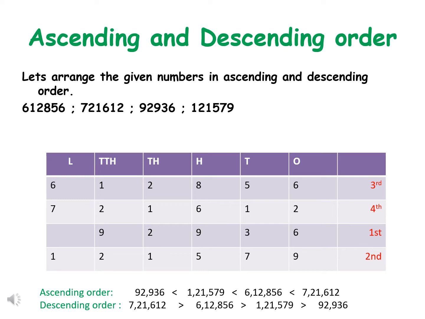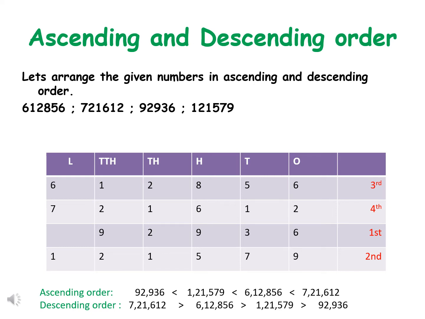So when we arrange the numbers, the first number comes out to be 6,12,856. The second number is 7,21,612. The third number is 92,936, and the last number is 1,21,579. If you see the last column of the table, I have written third, fourth, first, second.